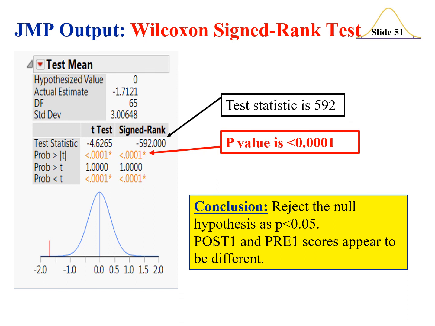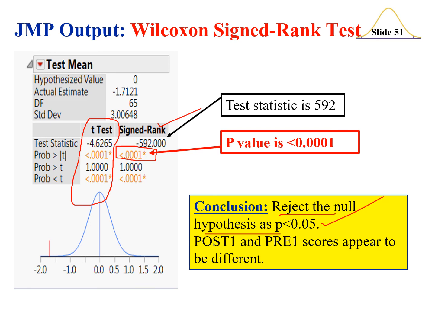Okay, as I said before, this side is about the t-test, which is parametric. Ignore it. Look to the second side, the signed rank, and see the second value. Now, the second value is 0.0001, which is less than 0.05. So reject the null hypothesis as the p-value is less than 0.05. So post and pre scores appear to be different. Again, signed rank: see the p-value, compare the p-value with 0.05, and reject the null hypothesis if the p-value is less than 0.05.